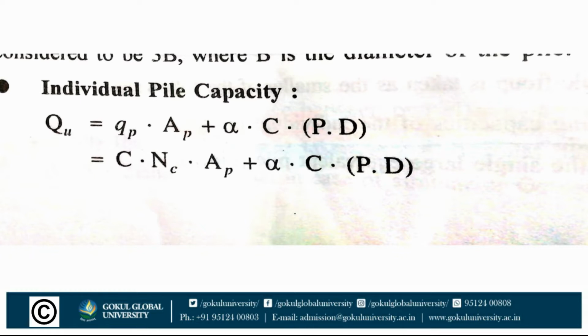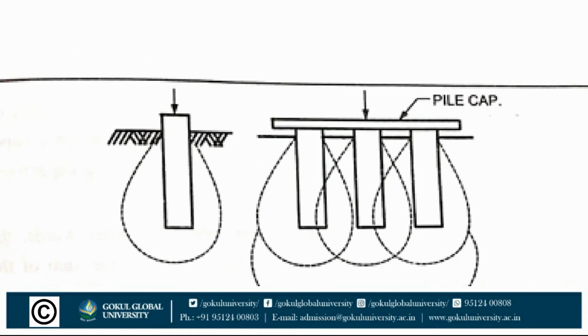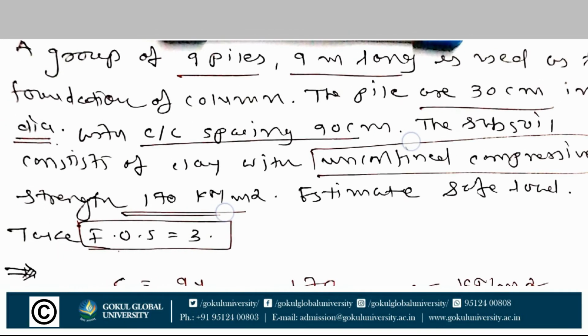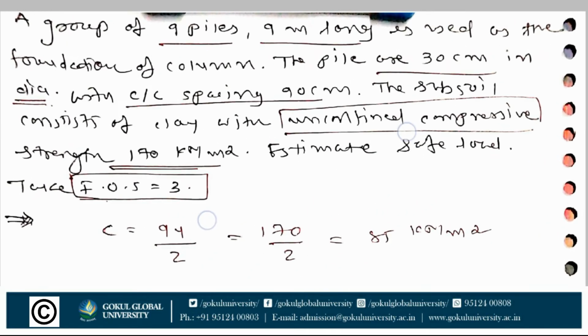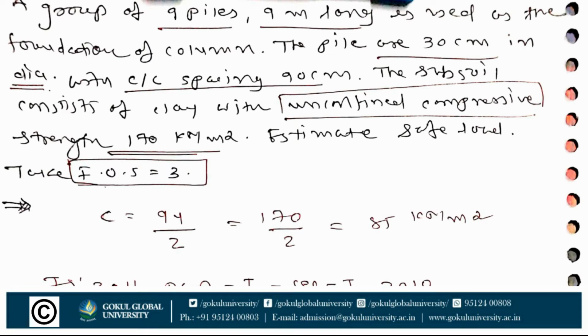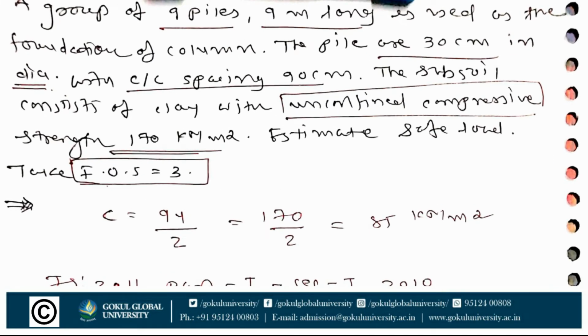That is the theory. Let's see an example of pile group failure for individual pile capacity and block failure capacity. Here is the example. The question is: a group of 9 piles, 9 meter long, is used as the foundation of a column. Here 9 piles are given and they are 9 meter long. The piles are 30 centimeter in diameter, which is already given in the question, while the center to center spacing is 90 centimeter.